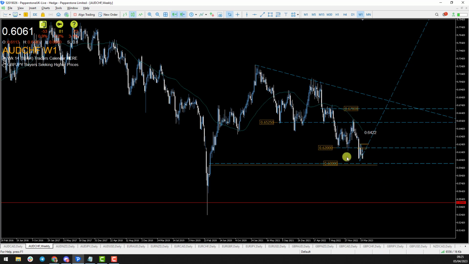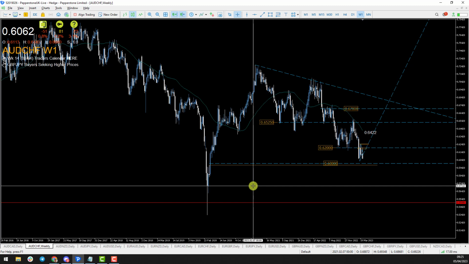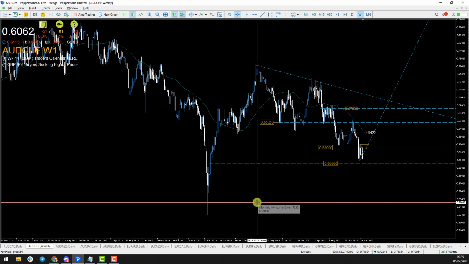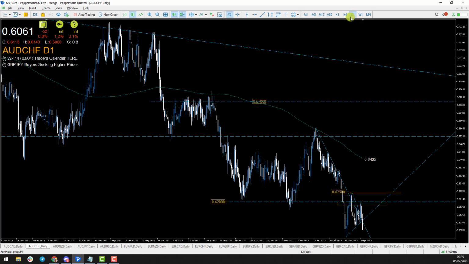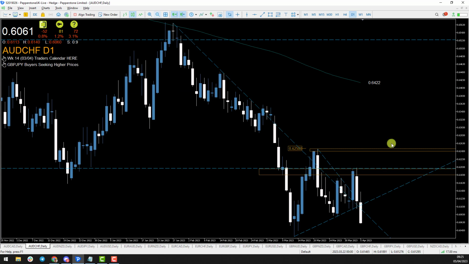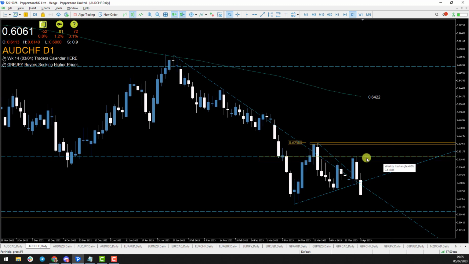Now it looks like we're heading down to the key supporting area around about the 0.6 level. If price trades through that, we could see Aussie Swiss trade all the way down to the 0.57 or even below that towards the 0.55 area.